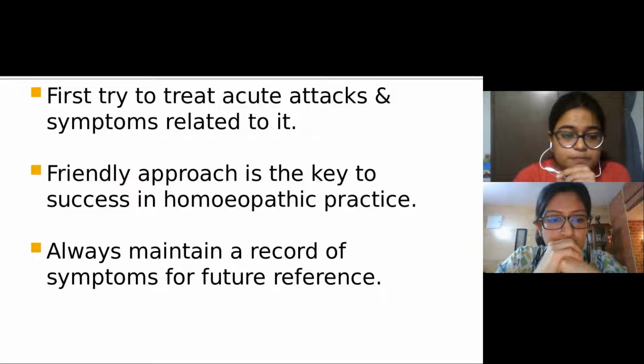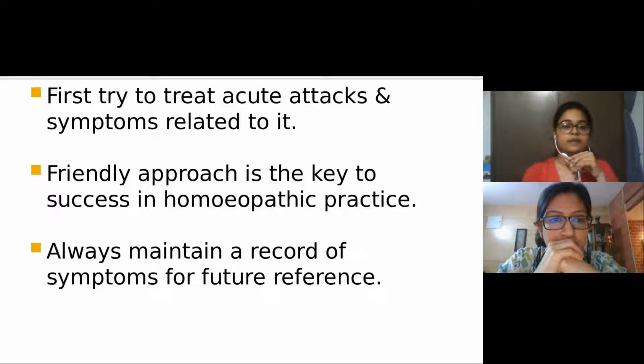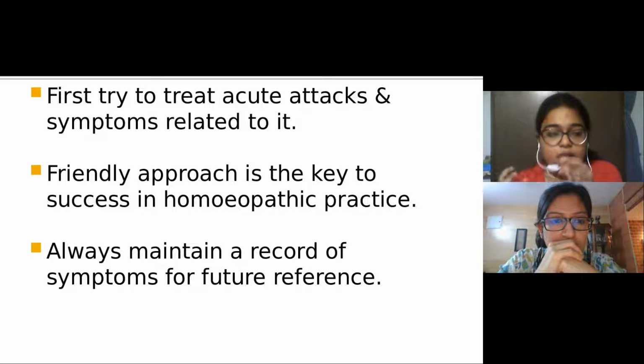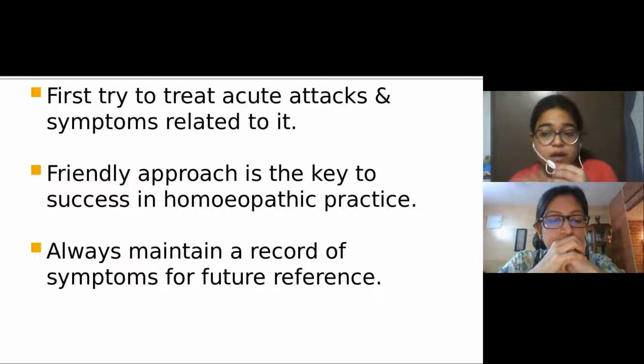First, try to treat acute attacks and symptoms related to it. And a friendly approach is the key to success in homeopathic practice. It is the skill to create a rapport, to maintain an understanding communication with your patients. That is the doctor-patient relationship. So we have to have that friendly approach in our practice.